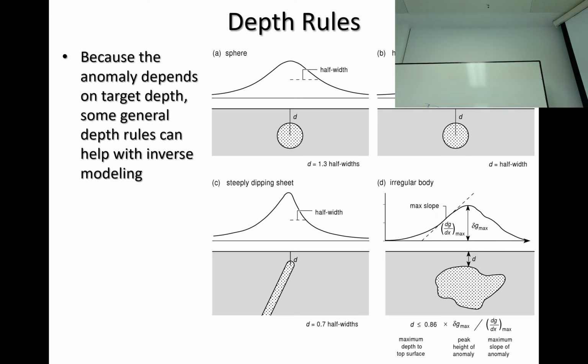And we also need the maximum value of delta G. So the depth from the center to the top of this body could be anything smaller than this constant times the ratio of the maximum delta G divided by the maximum gradient. Do you need to save it? Remember it or save it somewhere in your mind?